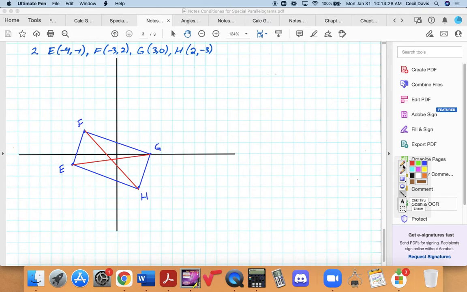So I find the slope of FH and the slope of EG. The slope of FH, see that's down 1, 2, 3, 4, 5, and to the right, 1, 2, 3, 4, 5. It's negative 5 over 5, which is negative 1. And the slope of EG, see that it's up 1 and to the right, 1, 2, 3, 4, 5, 6, 7.